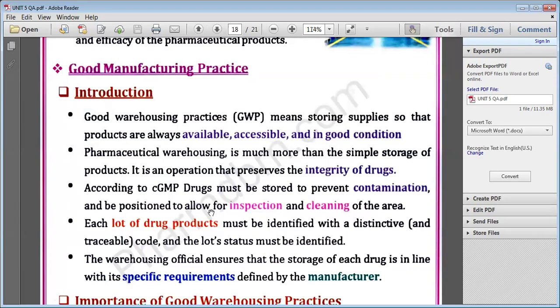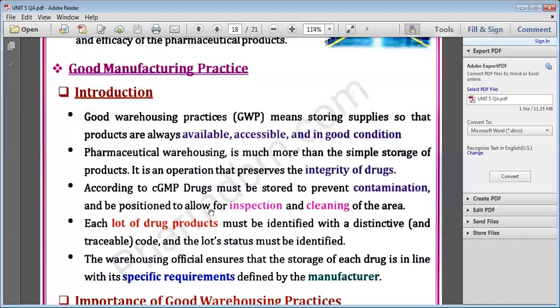Good warehousing practice means storing the supplies so that the products are always available, accessible, and in good condition. Pharmaceutical warehousing is much more than the simple storage of products. It is an operation that preserves the integrity of the drugs as it is when we are receiving and until the usage.